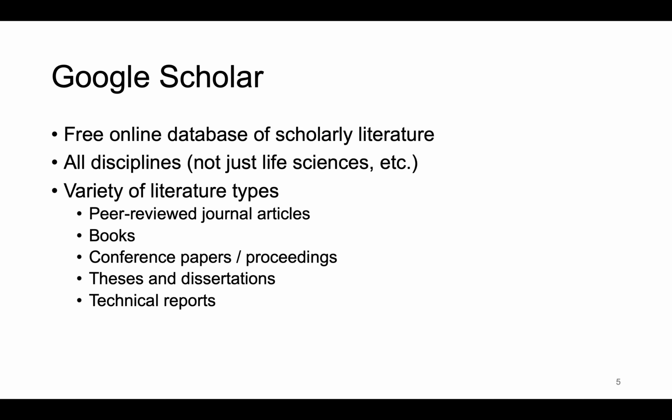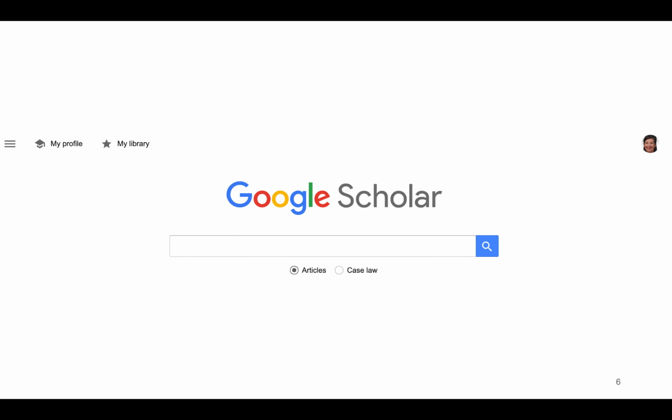There are a variety of literature types on Google Scholar as well. So these include not only peer-reviewed journal articles, but you can find books, conference papers and proceedings, theses and dissertations, as well as technical reports. And here's the interface for Google Scholar. Again, you just enter in your search terms, and like with PubMed, you get typically the citation and some type of brief description, if not the full abstract for that particular paper.